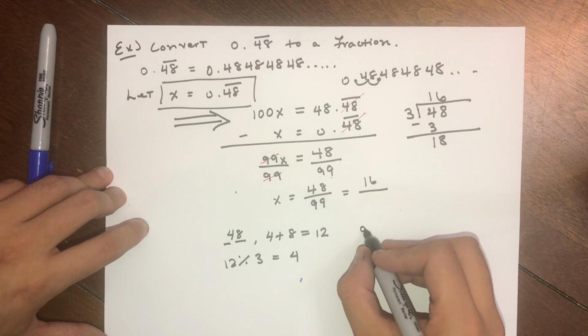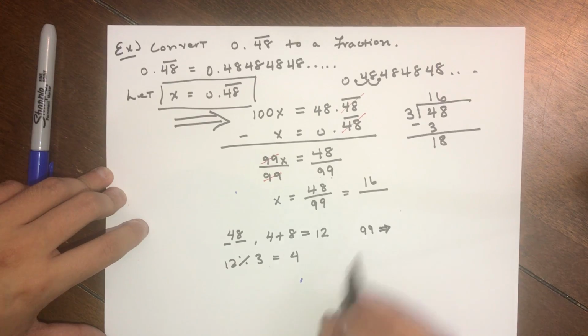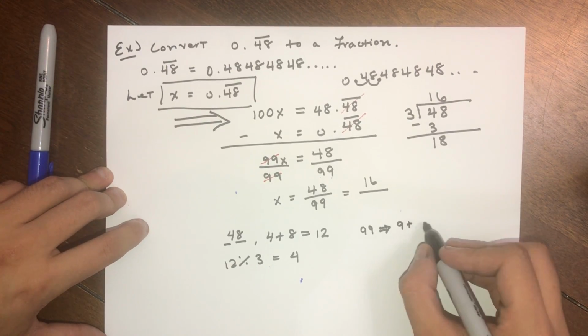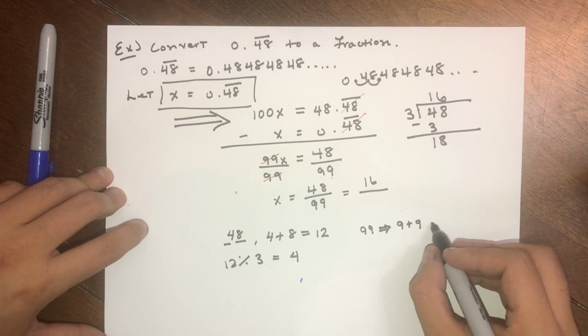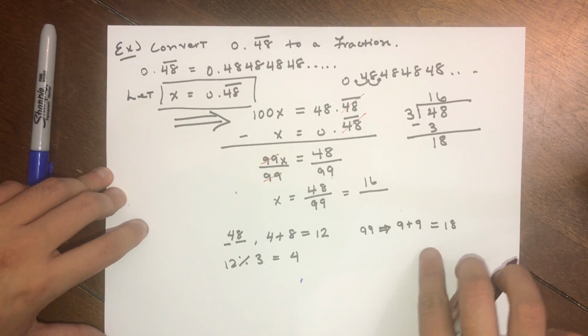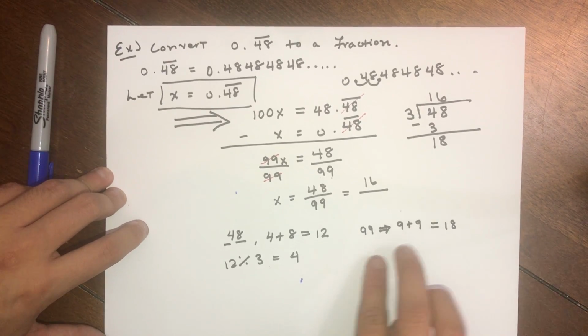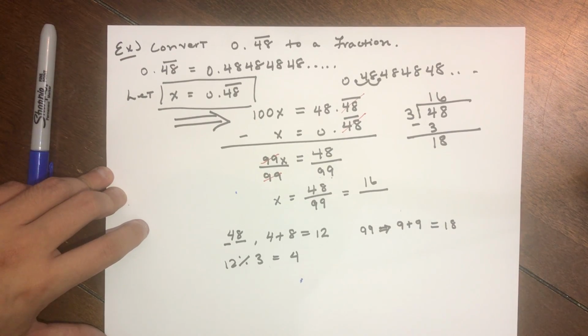Let's check. If you look at the sum of its digits, 99 is going to be 9 plus 9. Okay, 9 plus 9 is 18. That means 3 goes into 18 evenly, right? 18 divided by 3 is 6. So if 3 goes into 18 evenly, that means 3 goes into 99 evenly. I'm not saying anything about 99 and 18 being equal to each other. I'm just saying that if 3 goes into 18, 3 goes into 99 evenly.